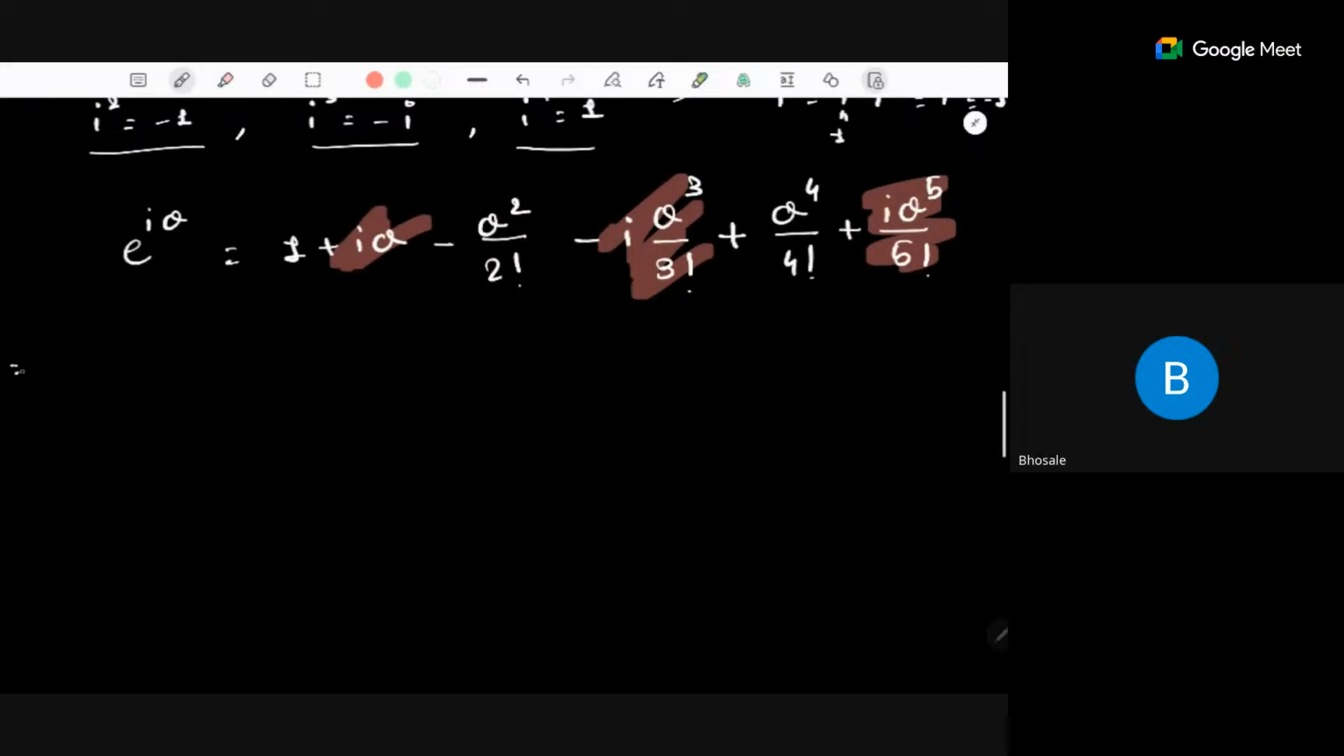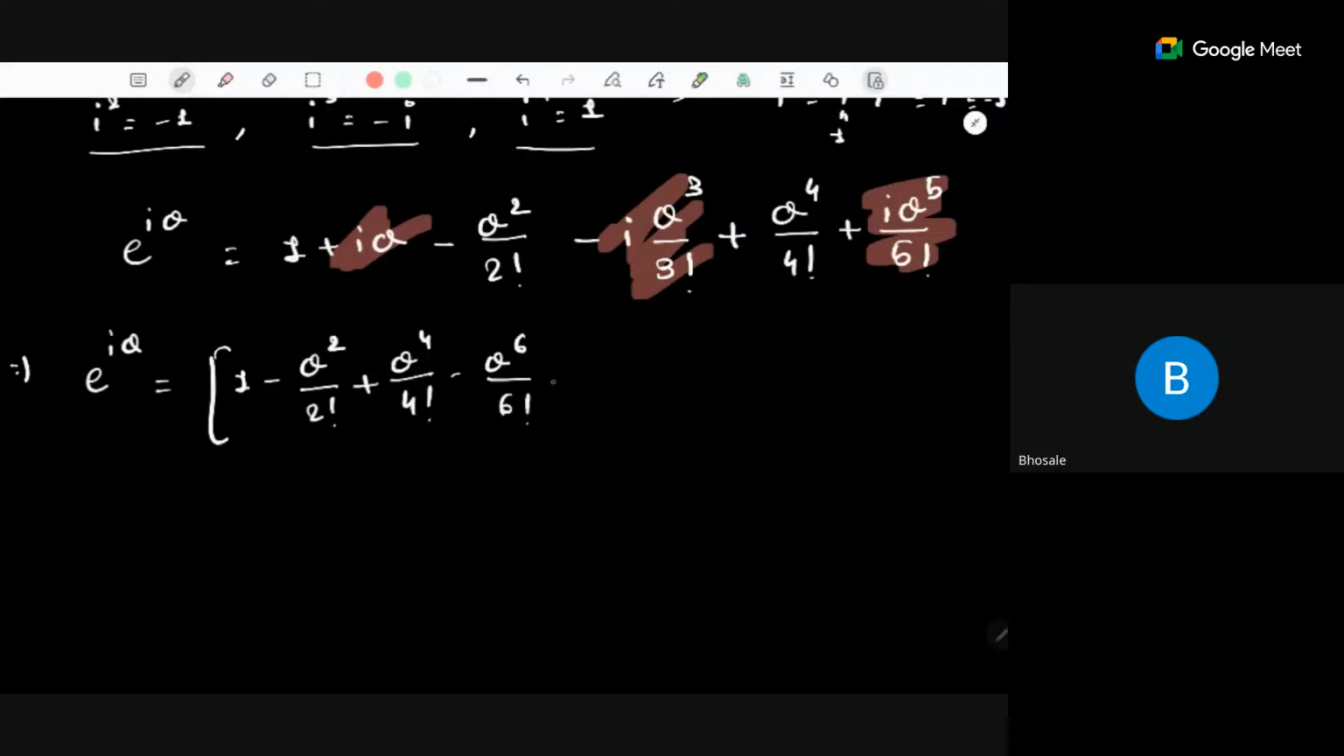Okay, so this implies that e to the power iota theta can be written as 1 minus theta square by 2 factorial plus theta to the power 4 by 4 factorial minus theta to the power 6 by 6 factorial plus and so on. So that means all even powered terms will have no iota with them, right? So these are iota free terms you can consider. So we'll just group them together.